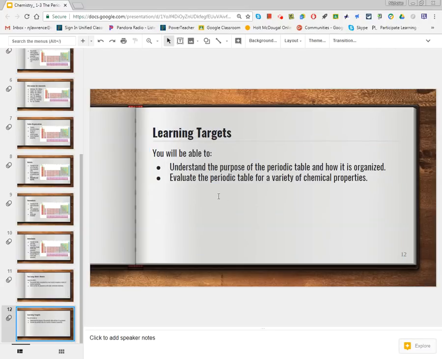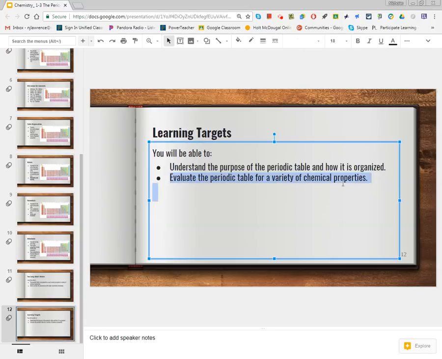So again, I hope this video helps you understand the purpose of the periodic table and some of the ways it's organized: by periods and groups, and by metals, nonmetals, and metalloids. And I also hope that this starts to give you an understanding of why certain elements have certain chemical properties. Why does copper conduct electricity? And why does sulfur not?